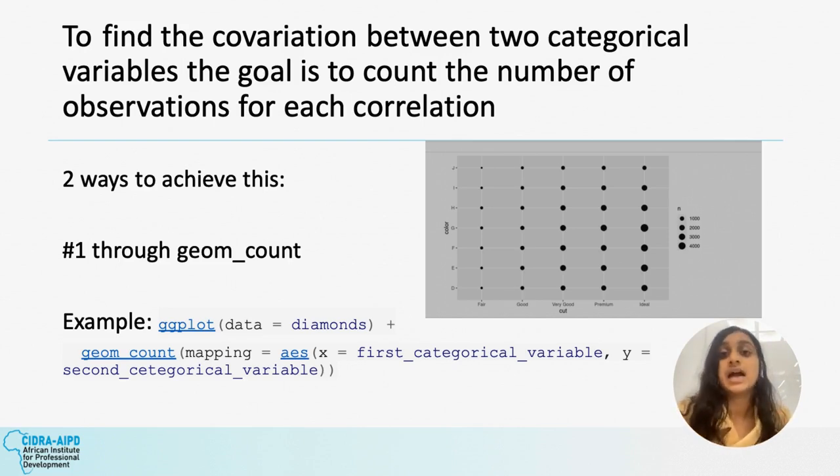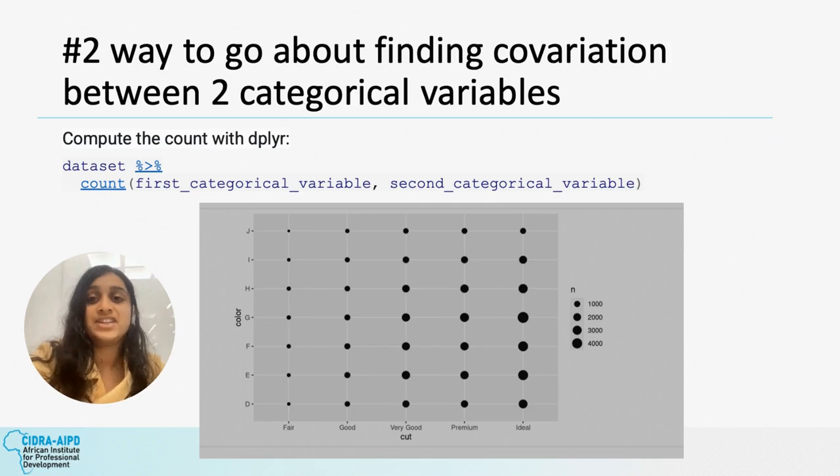The first is cut of the diamond and the second is color. So as you can see here, we use geom_count to find the count of how many observations there are for each combination. The second way to go about finding covariation between two categorical variables is to use the count method. As you can see here, we import the data set and then we count the first categorical variable and the second categorical variable.